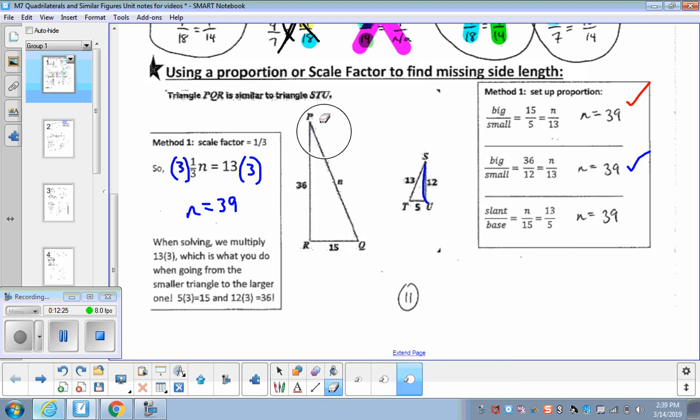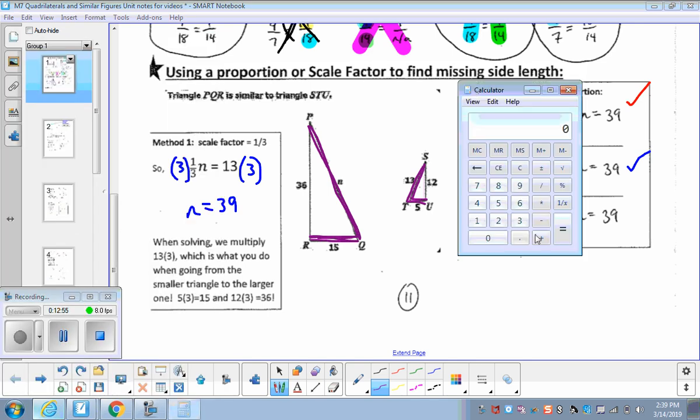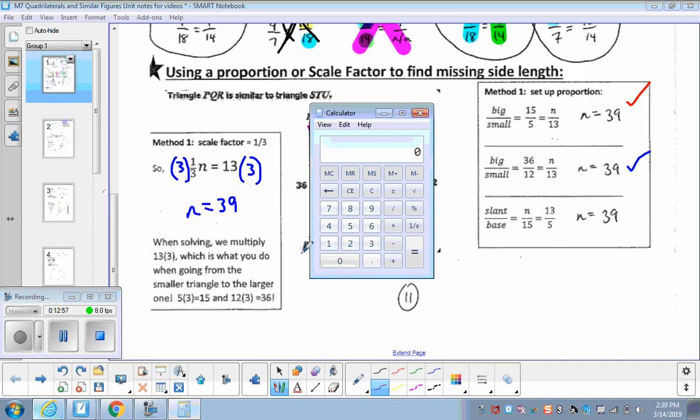A final way you might see this, and honestly, I think this might be the way I see it. I see that my unknown right here is the slant that goes with this 15 on its own shape. What I mean is the slant compared to the base, that the n goes with the 15. So if n goes with 15, then you'd want to say that 13 goes with 5. The slant goes over the base, and there's the 13 and the 5. And once again, y'all, when we cross multiply, I'll just do this last one. 15 times 13, boom.